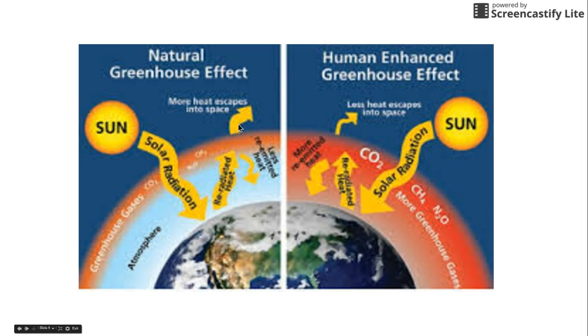So you'll notice that these two arrows switch on this side and this side in terms of thickness, which is indicating how much heat. Also notice how much thicker this layer of those greenhouse gases is compared to on the natural side.